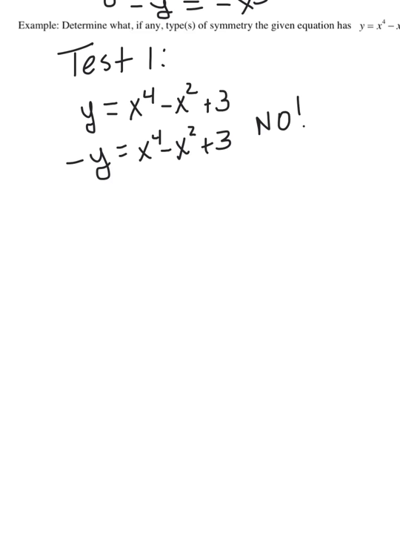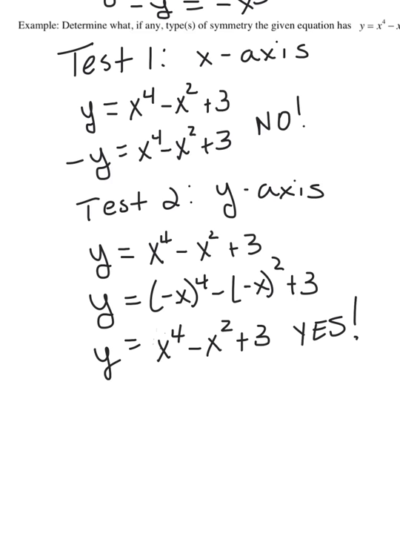All right, so we tried test 1, and I've replaced y with negative y, and right away I can see that there's no way that I'm going to get a negative number out of this x to the fourth minus x squared plus 3. That's going to be a positive number. So in this case, this is not symmetric with respect to the x-axis. So now we're going to try test 2.